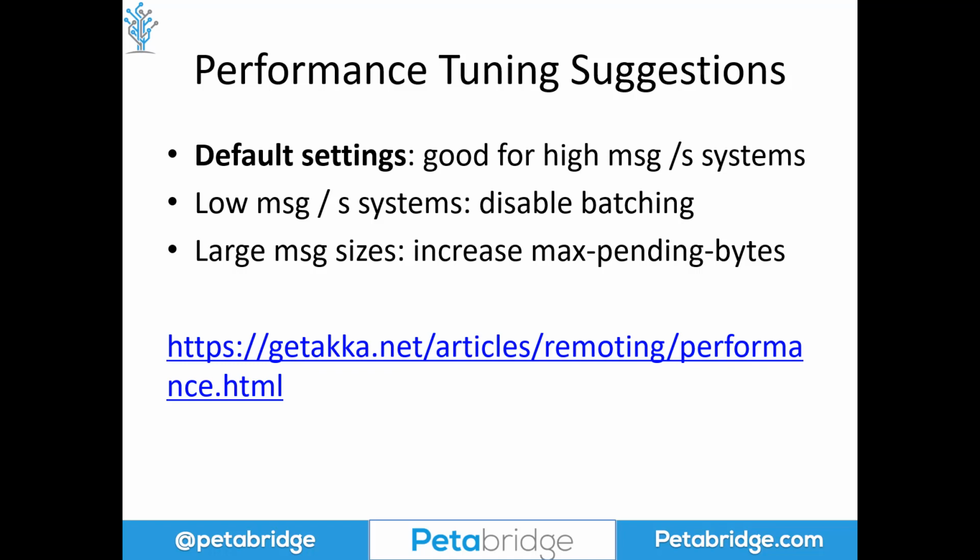And if you have a system with really large message sizes, you might want to increase the number of max pending bytes to a larger value. Otherwise, if your messages are routinely bigger than 16K out of the box, your performance is going to be identical to what we had in Akka.NET 1.3. We're going to be flushing the message every single time because it's bigger than that max pending bytes value. We have a whole article on this on the Akka.NET website. If you go to getakka.net/articles, remoting, performance, there's a whole guide there on how to performance tune it.